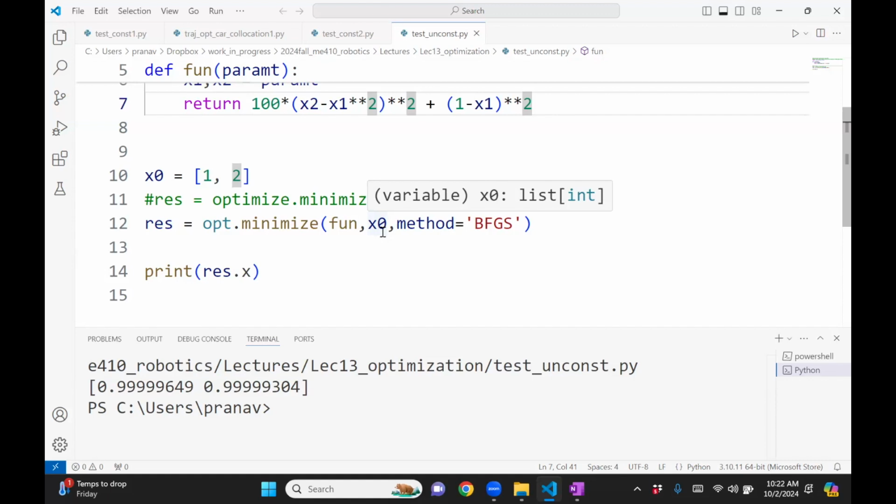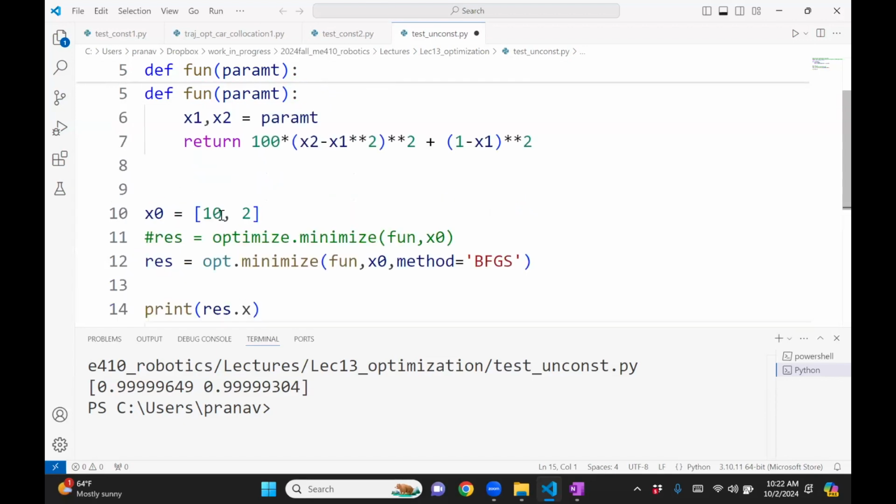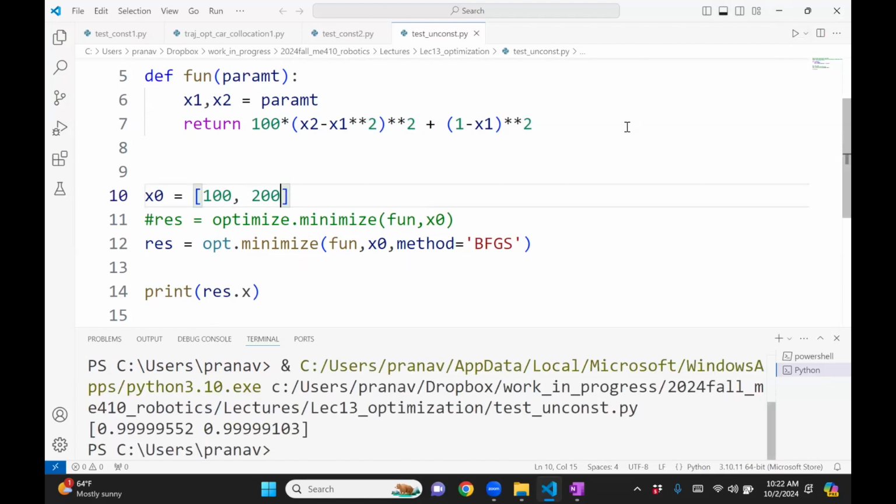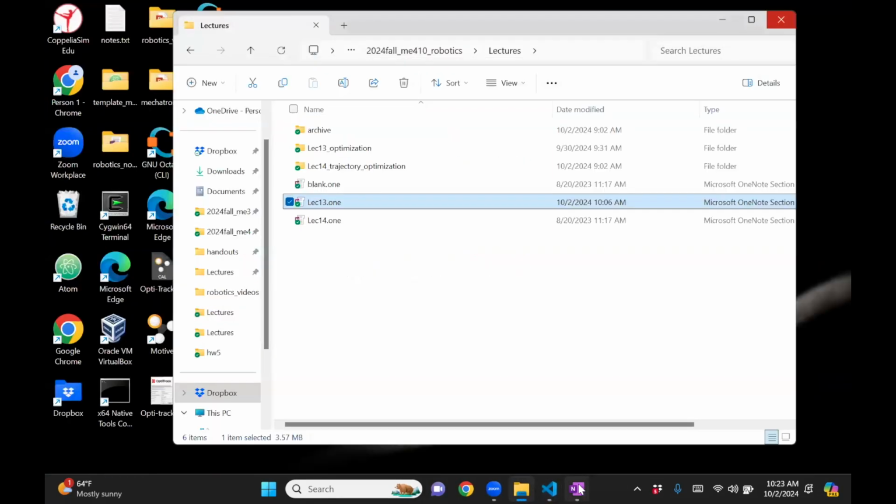So it's accurate to 6 decimal places. You could change the guess. I don't know. Let's try to do something which is very, very far away from the optimum. So 100 and 200. I know for this one it should probably work because the cost function is nice and smooth. So it gives 0.99 very quickly. It's just that the first time you run it, it takes some time to initialize. Okay, so that's that. Now let's go to the next one.